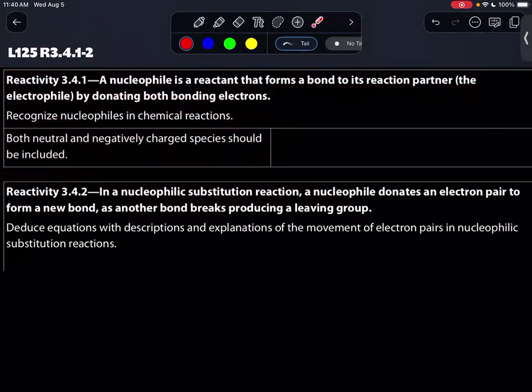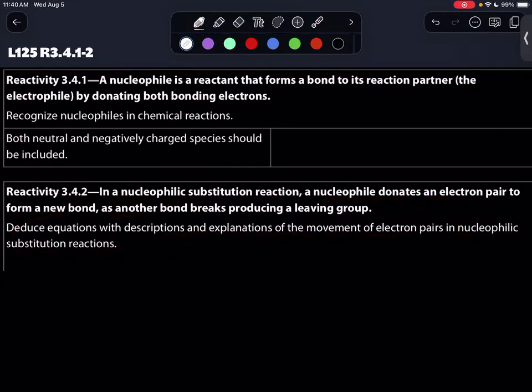nucleophilic species. In 3.4.2, we're going to look at nucleophilic substitution reactions, where the nucleophile donates an electron pair to form a new bond as another bond breaks, producing a leaving group. So we're going to be looking at the reaction mechanisms of a nucleophilic substitution reaction. So we'll deduce equations with descriptions and explanations of the movement of electron pairs in a nucleophilic substitution reaction. So that's a lot of things to cover.